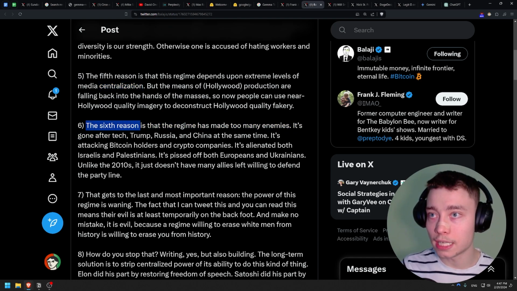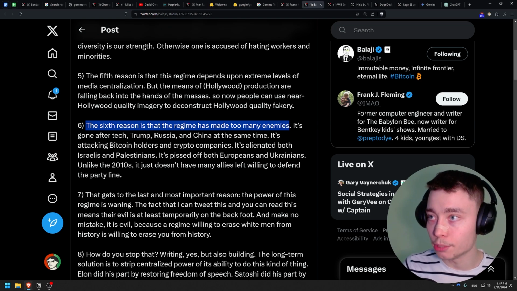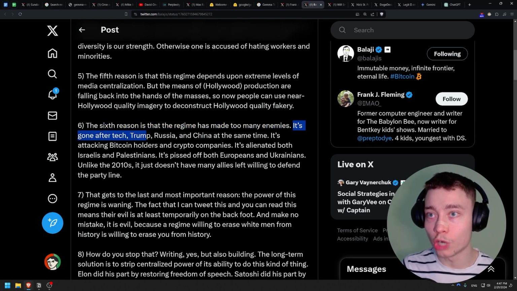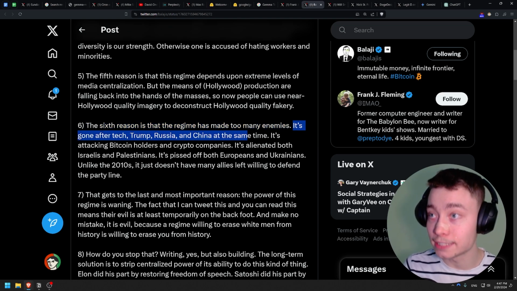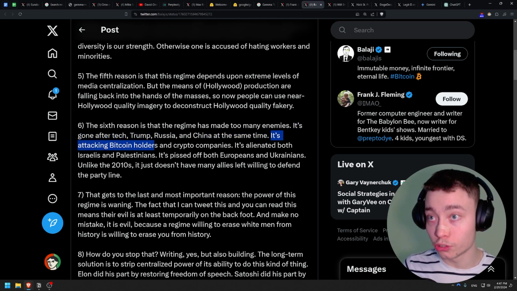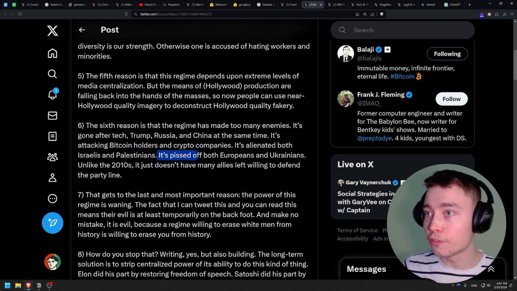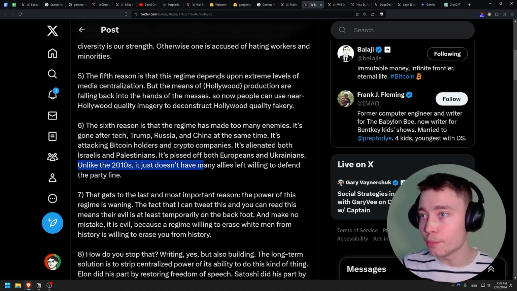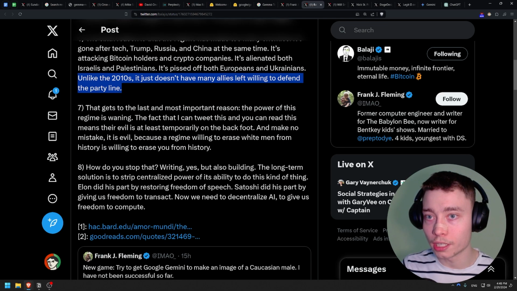The sixth reason is that the regime has made too many enemies. It's gone after tech, Trump, Russia, and China at the same time. It's attacking Bitcoin holders and crypto companies. It's pissed off both Europeans and Ukrainians. Unlike the 2010s, it just doesn't have many allies left willing to defend the party line.